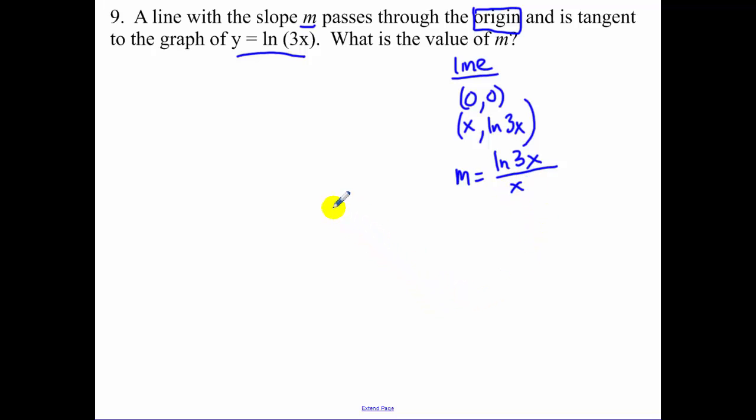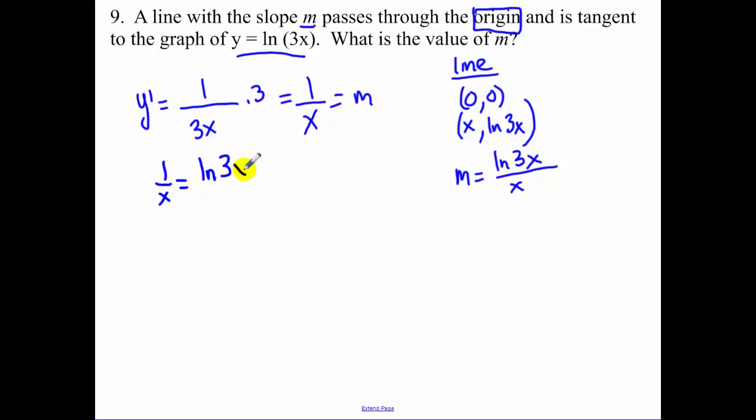What else do we know about tangent? Derivative is tangent. So our derivative, which is 1 over 3x times 3, or 1 over x, is also equal to m. Therefore, since those both equal m, I set them equal to each other. I cross multiply. I get one side to be 0. You can't divide by x. That's assuming x can't be 0.